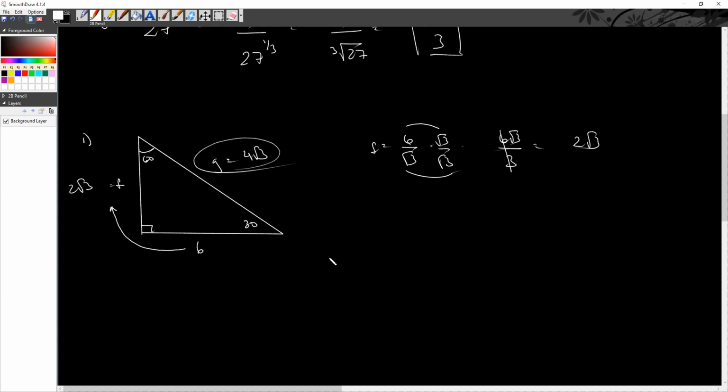Yeah, because in a 30, 60, 90 right triangle, the short side is always opposite the 30, right? So to move from the small side to the medium side, you multiply by rad 3, which means in order to move from medium back to small, does it make sense you would divide by rad 3, because it's the opposite operation? Because originally it began as 6 over rad 3.